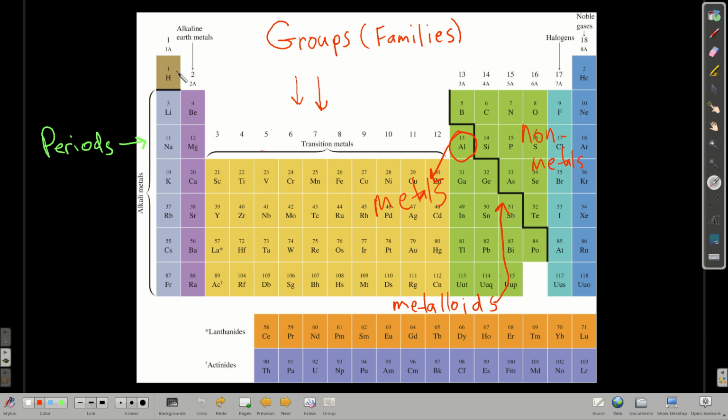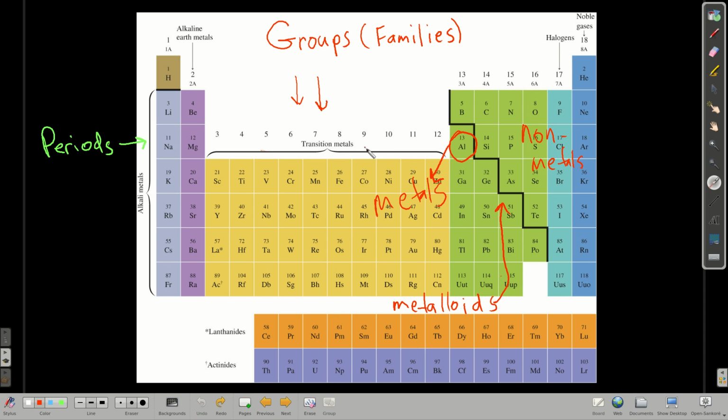We also have names for some of these groups. The first group, the first column, are called alkali metals. The second group are called alkaline earth metals. The very last group are called noble gases, sometimes inert gases. The next to the last column or group are called halogens. And there are names for a couple of these, but we don't have to worry about those.